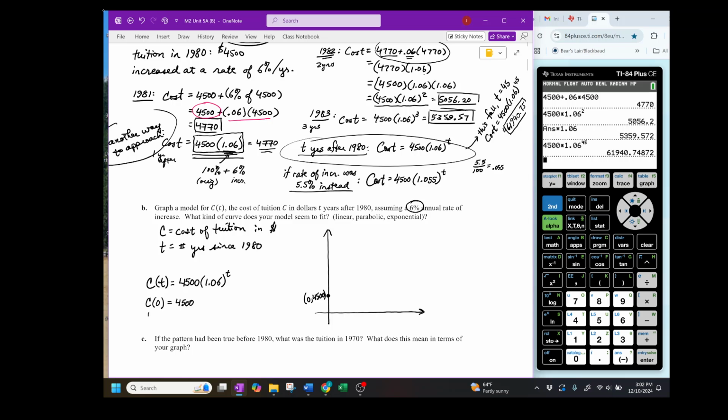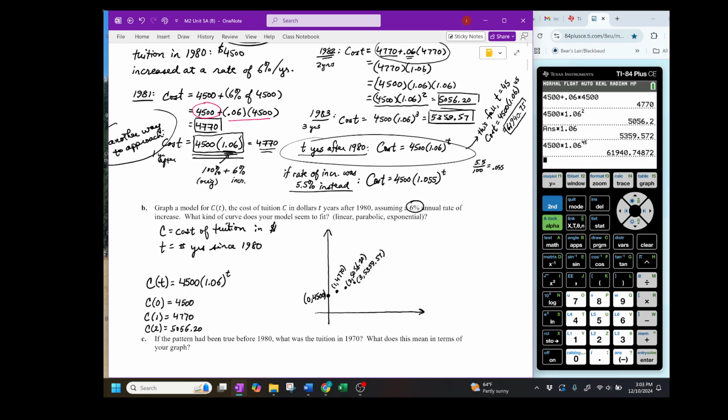Okay. Then we knew in 1981, that's when t is 1. In 1981, we got the amount 4,770. So 4,770 would be like, I don't know, let's say here. When t was 2, C of 2 was, what was that? 5056.20. So that would be, I don't know, like around here somewhere. Actually, let me do this. This was 1, 4770. This was 2, 5056.20. When t was 3, we got 5359. So somewhere over here. 3, 5359.57.